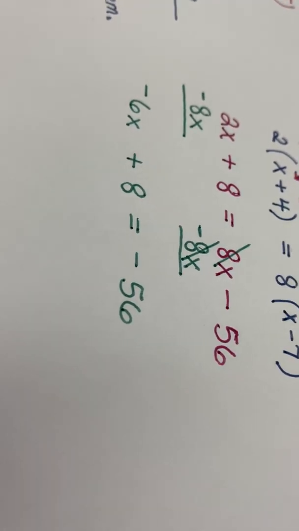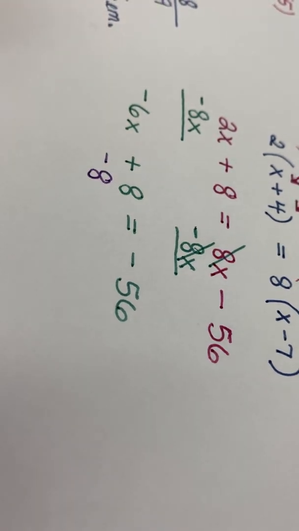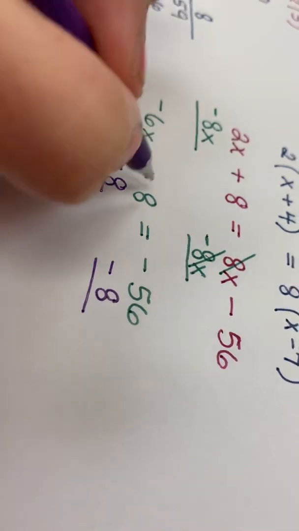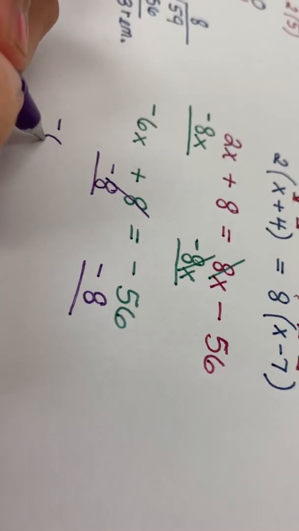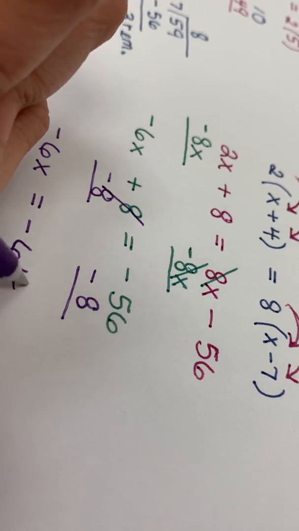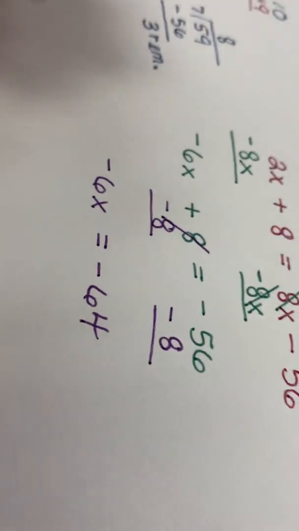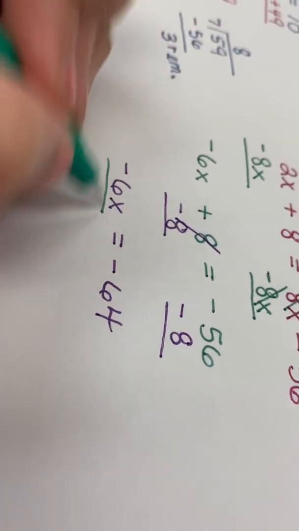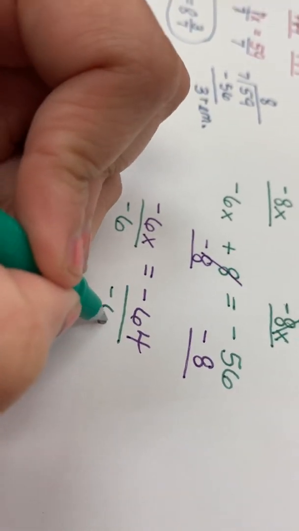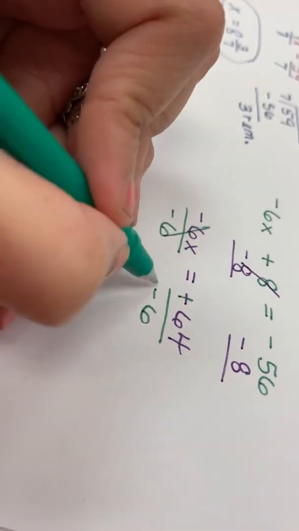Now I need to do something with that 8. It's a plus 8, so I'm going to subtract 8. I have negative 6x equals negative 64. Again, the opposite of multiplication is division. So I'm going to divide both sides by negative 6. Now, thinking back to your algebra rules, 2 negatives will become a positive.